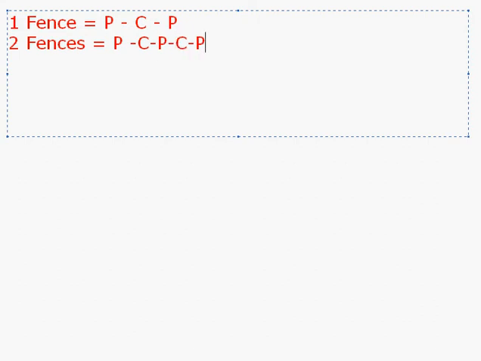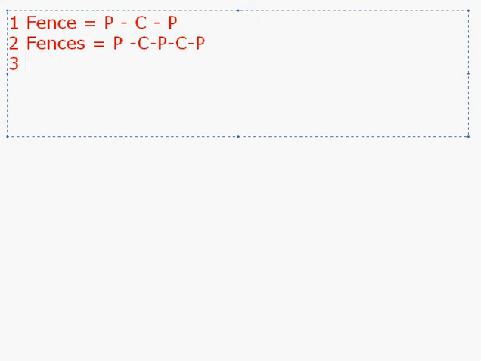So the situation is of this kind. I will not draw the posts and chains, I will just write down to make it more clear. So if there is one fence, it will be like this: post, then chain, then post. If there are two fences, then it will be like post, chain, and then again post, right?